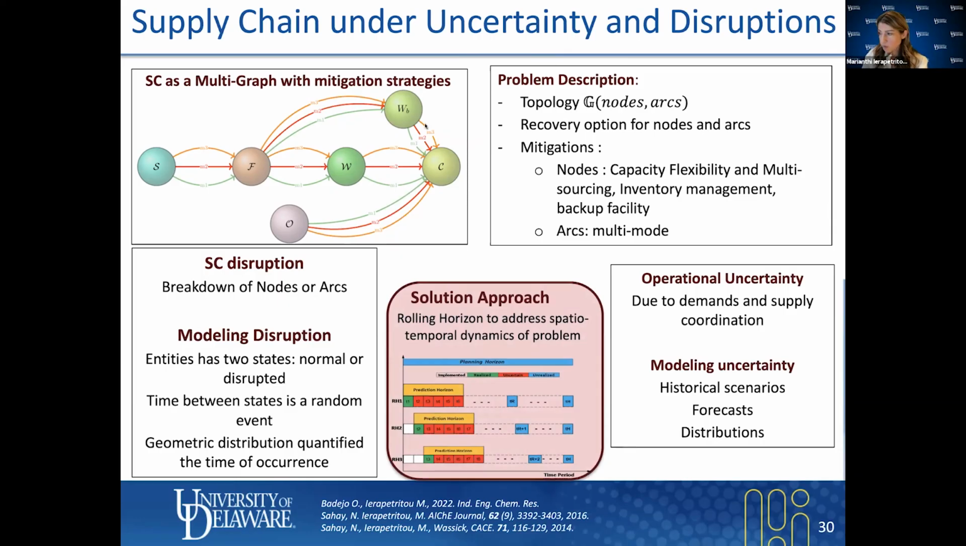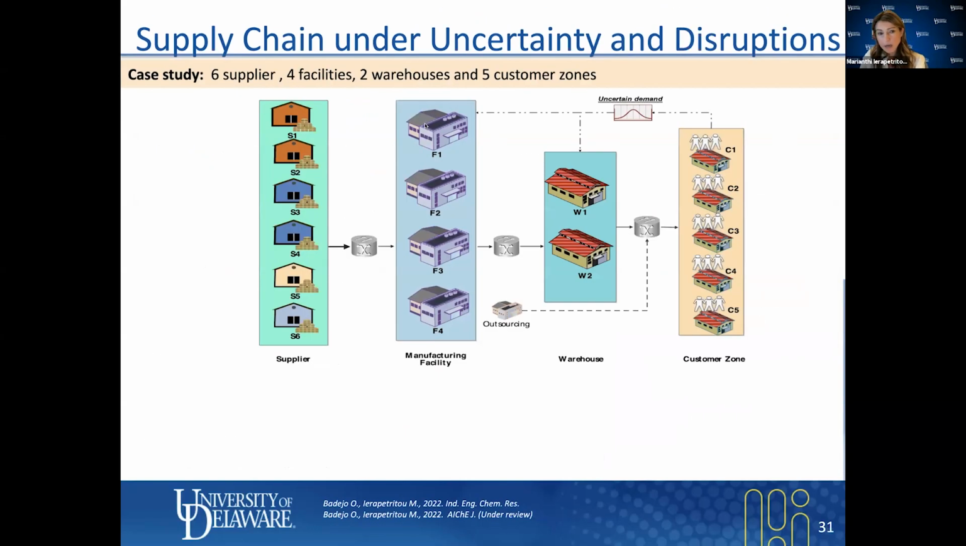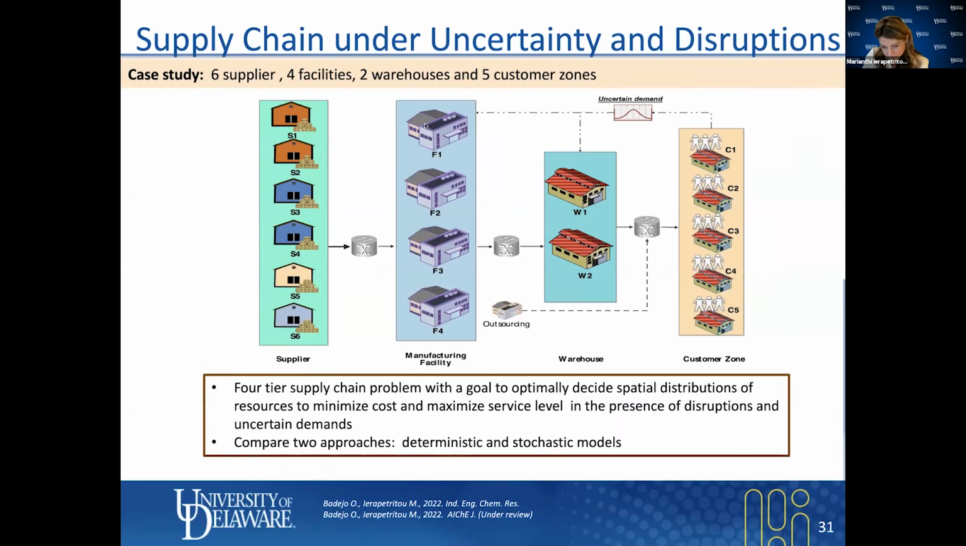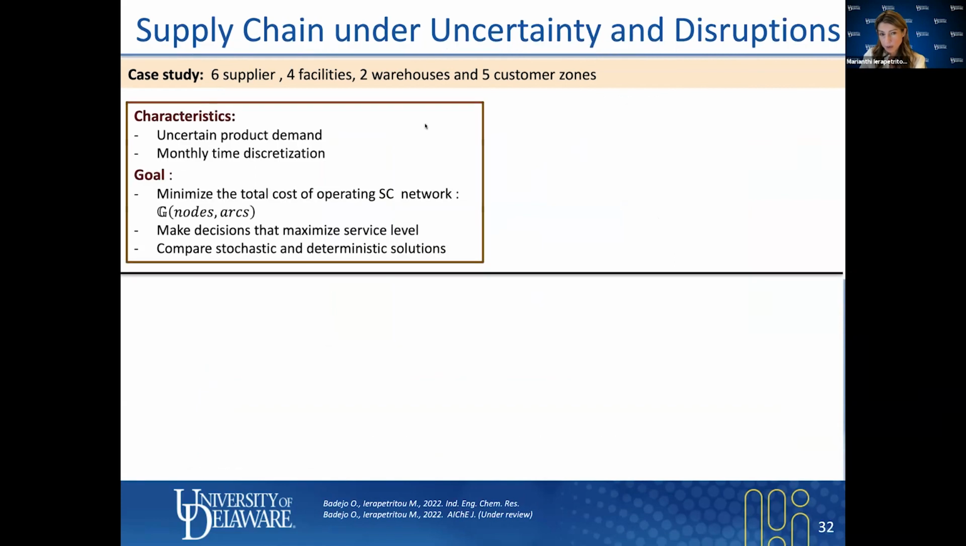The solution approach that my student is looking at incorporates these ideas of representation as a graph, but also a rolling horizon approach to address spatial and temporal dynamics. An example comes with 6 suppliers, 4 facilities, 2 warehouses, and 5 customers. This is a 4-tier supply chain problem, as you see, and we compare deterministic with stochastic models, where we capture the disruptions, but also the effects of demand uncertainty.